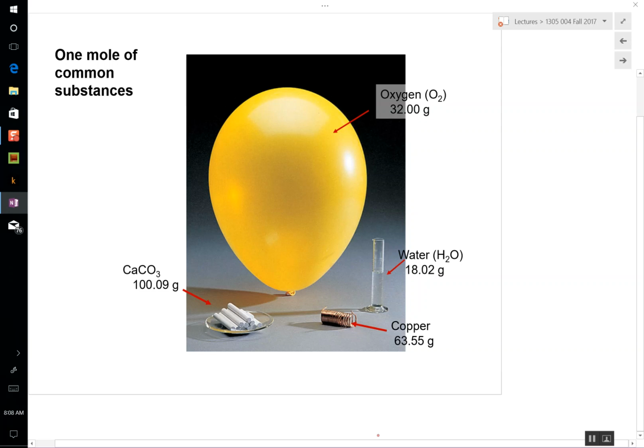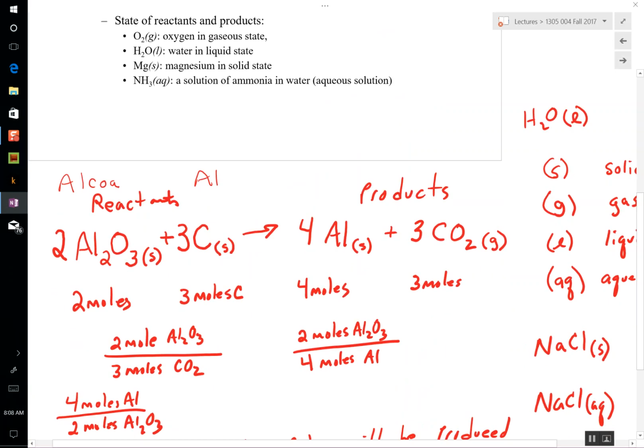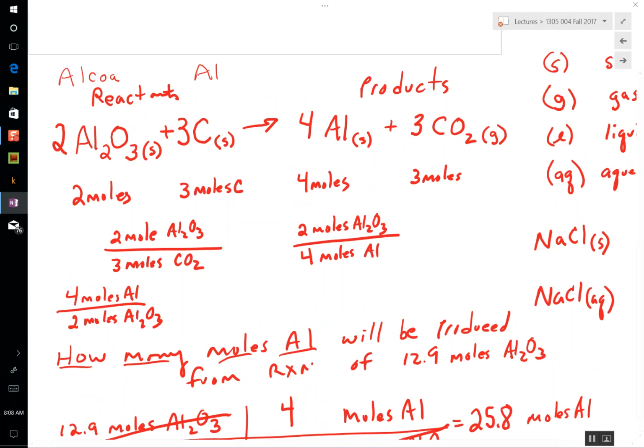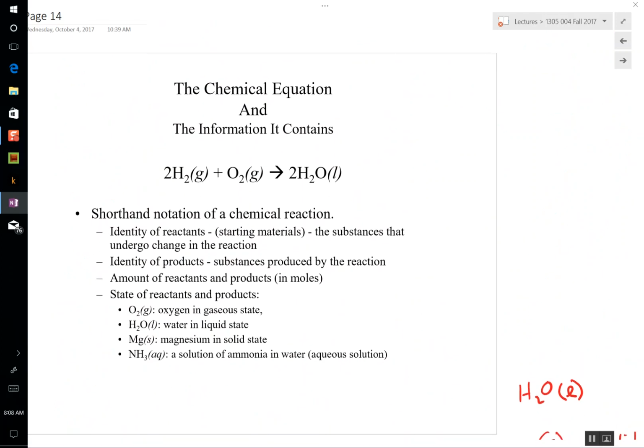All right, we looked at this, just some different moles of things. Here's where I introduced the chemical equation. Here's some slides. So let's just go through the slides that are available that repeat some of what I said. Here's a simple equation. How would you make water? Well, you can make water from hydrogen and oxygen.